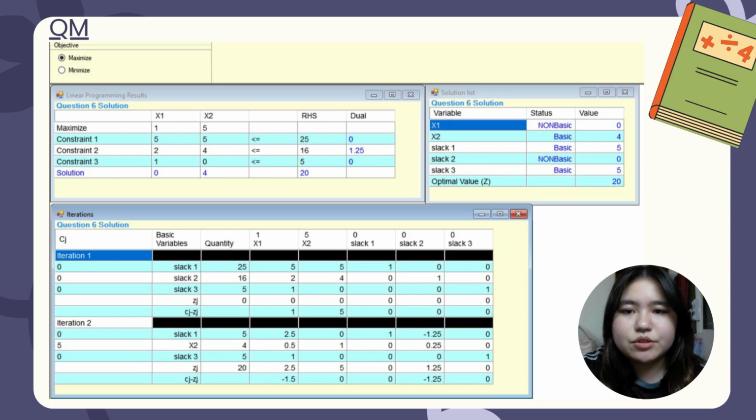This slide shows the QM for Windows result. The QM result is the same as the manual calculation. The software also showed that x1 equals 0, x2 equals 4, and the optimal value Z equals 20.